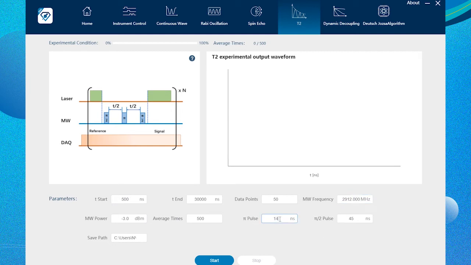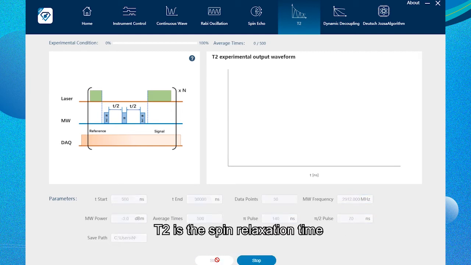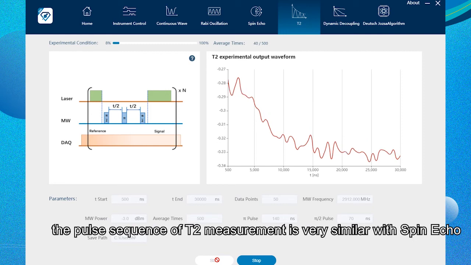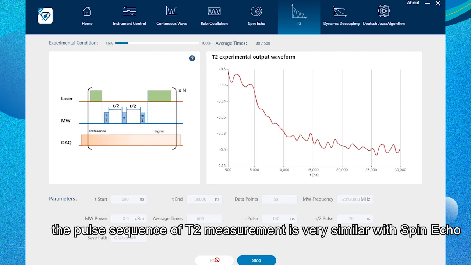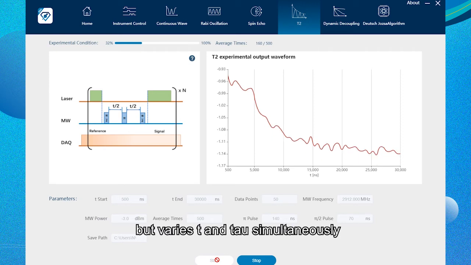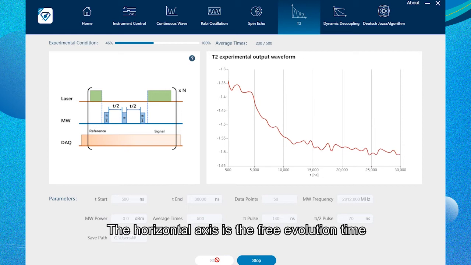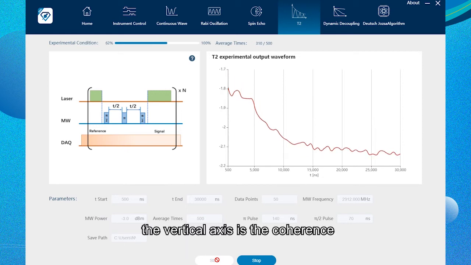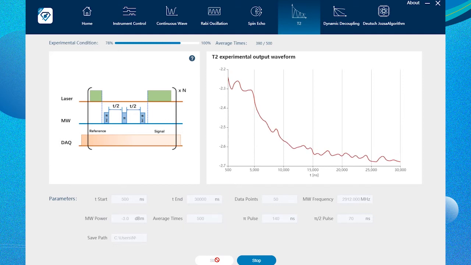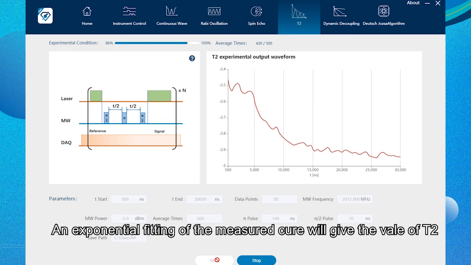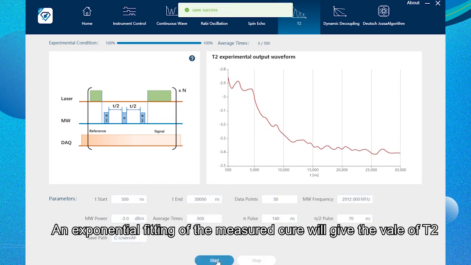T2 experiment. T2 is the spin relaxation time. The pulse sequence of the T2 measurement is very similar to spin echo, but varies T and tau simultaneously. The horizontal axis is the free evolution time. The vertical axis is the coherence. An exponential fitting of the measured curve will give the value of T2.